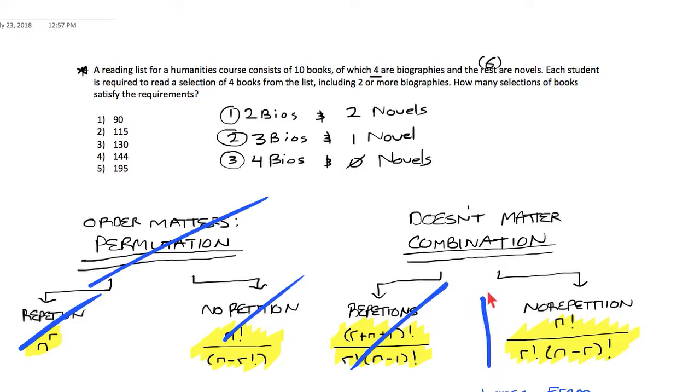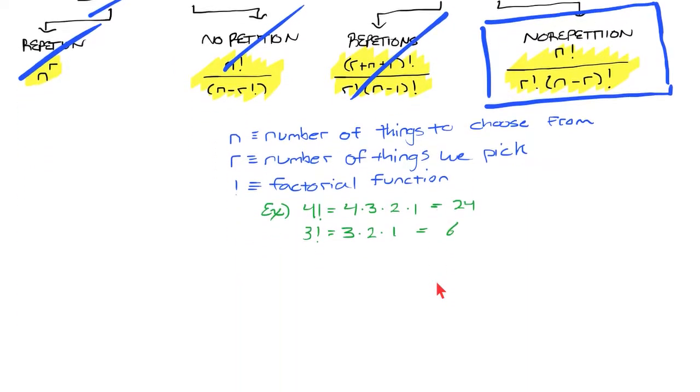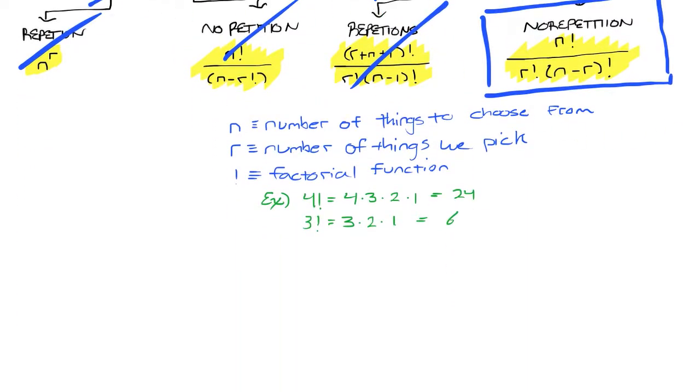So we are stuck within the rightmost entry here. This is the category, the formula that describes the number of possibilities we have. So let's write that down. We're going to be using n factorial over r factorial times n minus r factorial. Now we have to talk about each of these situations.